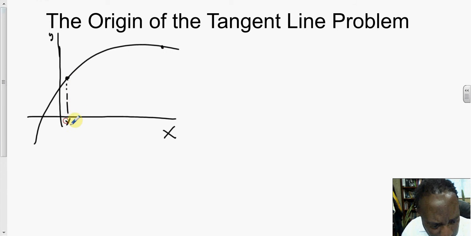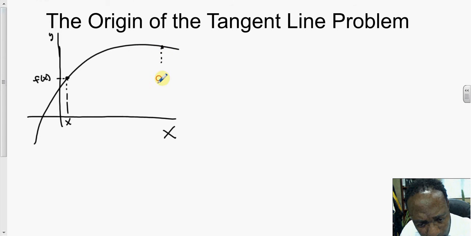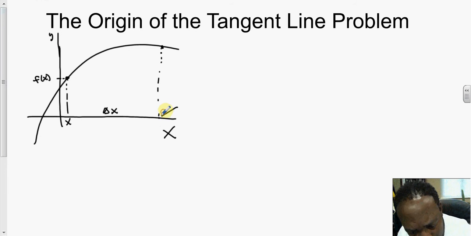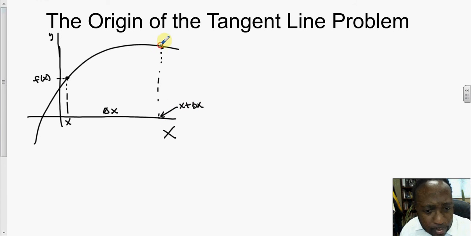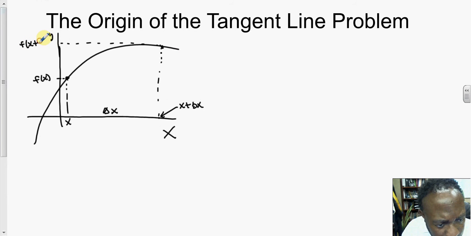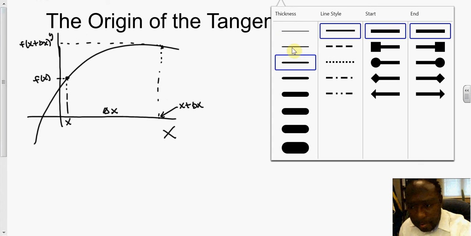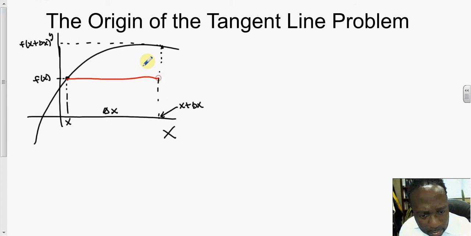Just consider this point to be x and f of x. This point over here, let's say that we move over delta x units. So on the x-axis, this is x plus delta x, and over here, this is f of x plus delta x. If you look at the change in x with respect to the change in y, this would be the change in x, and this is the change in y.